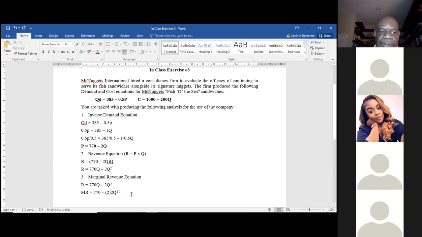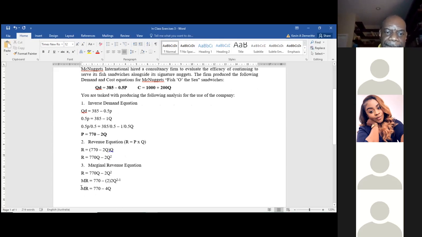Okay, so then MR therefore would be equal, here's my 770. I didn't do anything with that. Minus 4q, because 2 times 2 is 4. 2 minus 1 is 1. But anything raised to the power of 1 is itself. That needs to be capitalized. So now we know our marginal revenue.